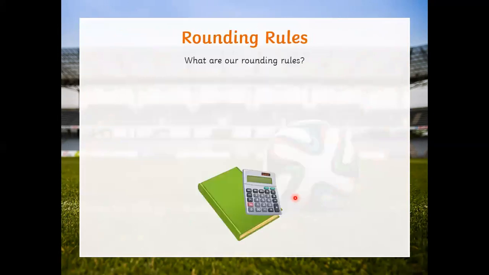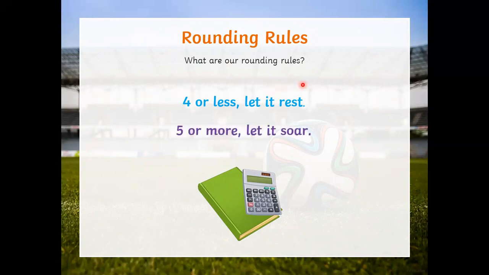Starter, what's your capacity? Rounding rules. Okay, so what are our rounding rules? 4 or less, let it rest, and 5 or more, let it soar. So what that means is if it's below the halfway point, then we're going to make it go down. If it's below the halfway point, then it's going to be rounded down, and if it's above the halfway point, then it's going to be rounded up.